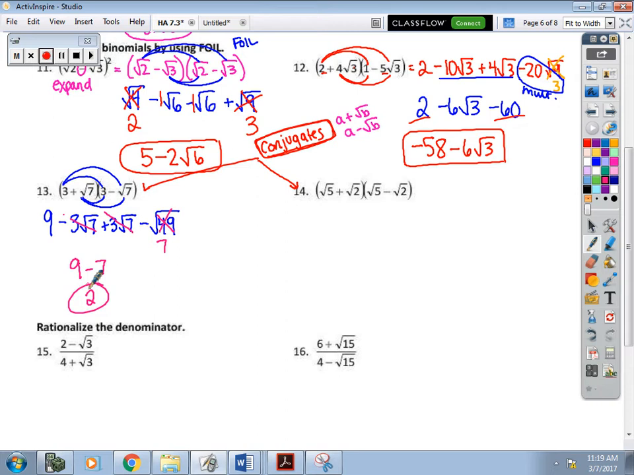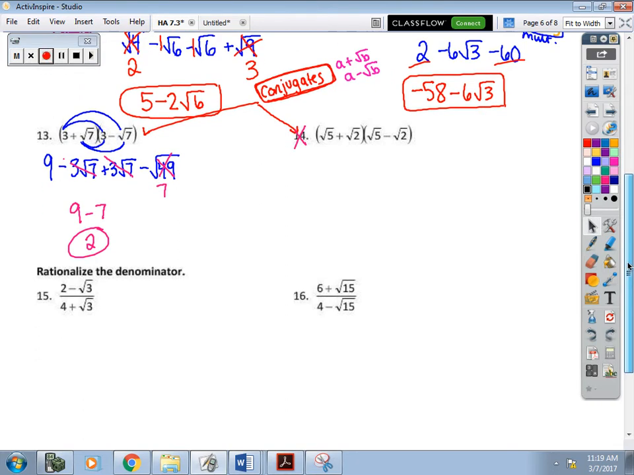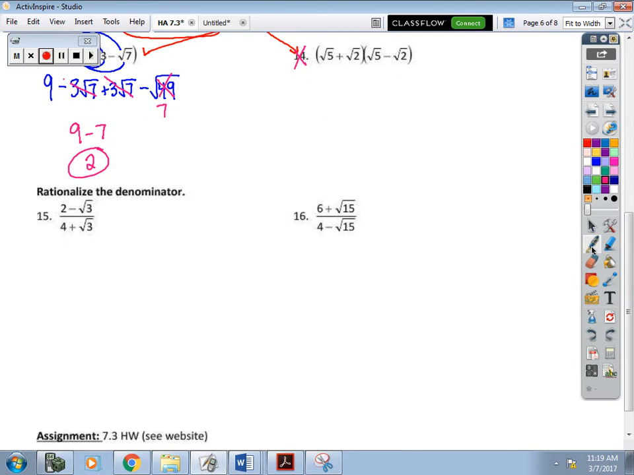Okay, so we're going to use this conjugate idea to help us rationalize the denominator. We're going to skip over 14 because it's kind of the same thing. We do want to get to 15. Plenty of time. All right, so number 15 and 16 ask us to rationalize the denominator.